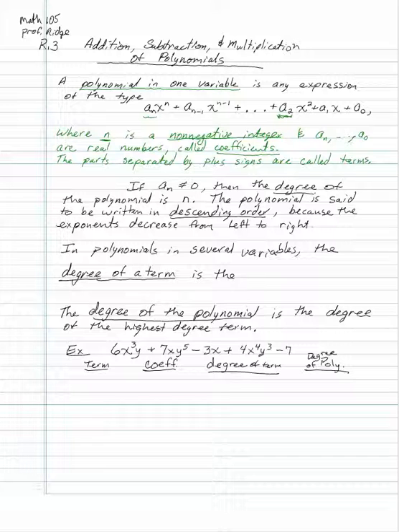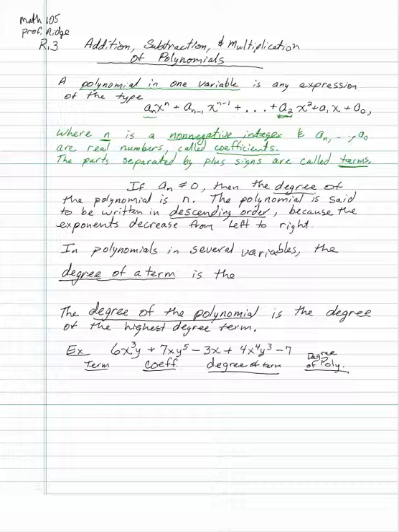The parts separated by plus signs are called terms. So if we had 5x squared minus 2x, you would think of that as plus a negative 2x, so that would separate it. So we always want to think plus signs.